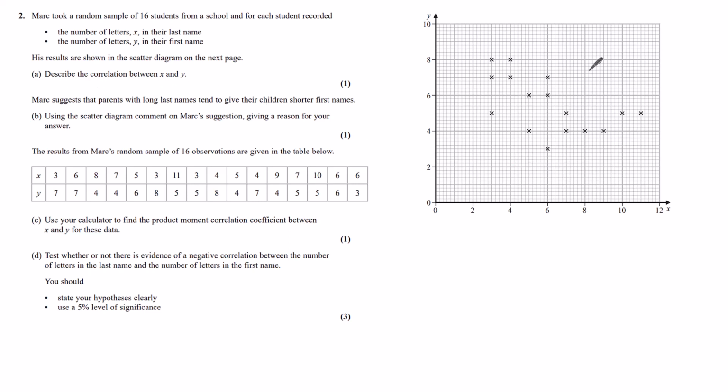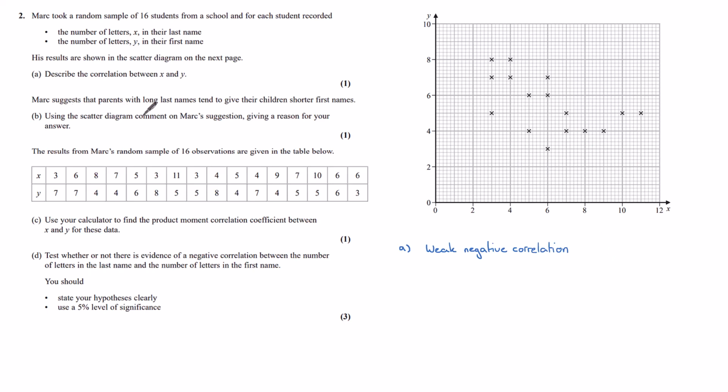So if we look at this graph here, there seems to be a few more points in the upper left and a few more in the lower right. So I would say, if anything, that this has weak negative correlation. So weak negative correlation is the answer for part A.